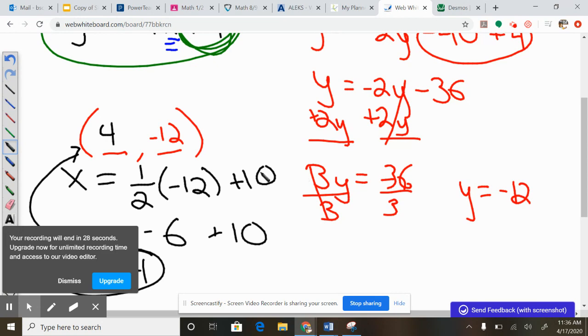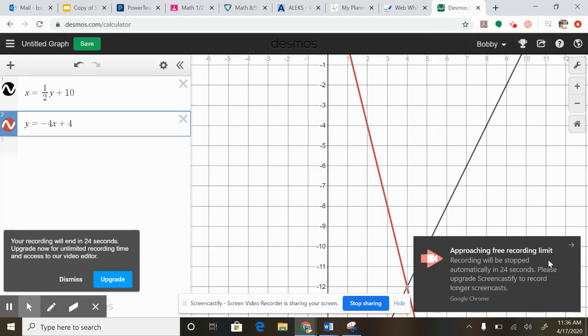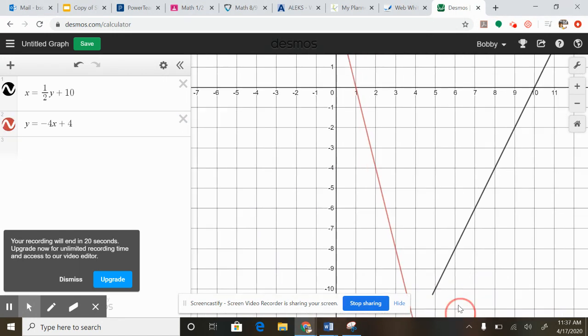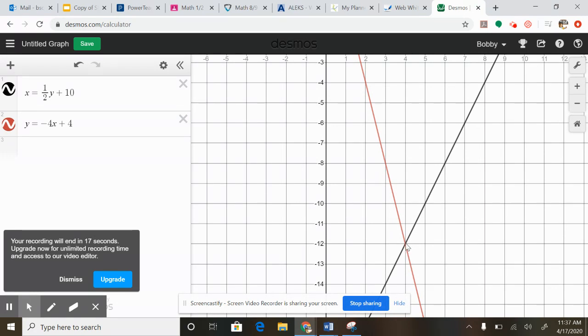These two lines should intersect at 4, -12, which if I look at my graph here, I already have it graphed. And there's the origin. Come down here, my two lines do intersect at 4, -12.